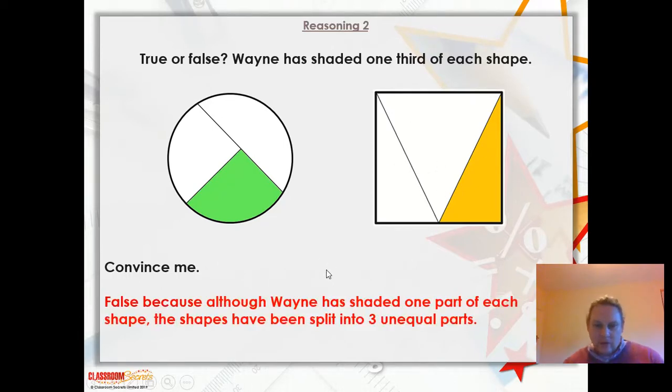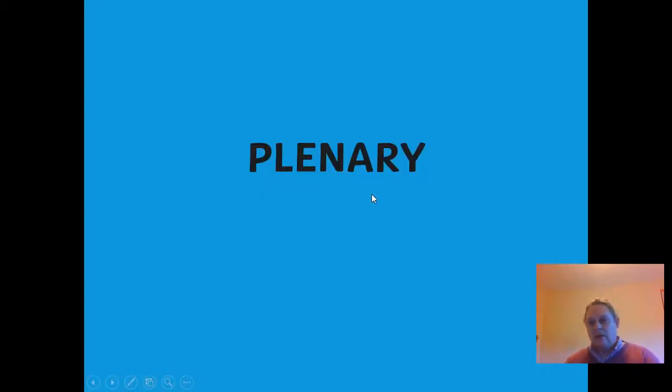False, because although Wayne has shaded one part of each shape, the shapes have been split into 3 unequal parts. Okay, so they're not thirds. If they're unequal, it's not thirds. All right, I'll let you get on with those worksheets, and you can pause the video and then come back and have a look at the plenary.